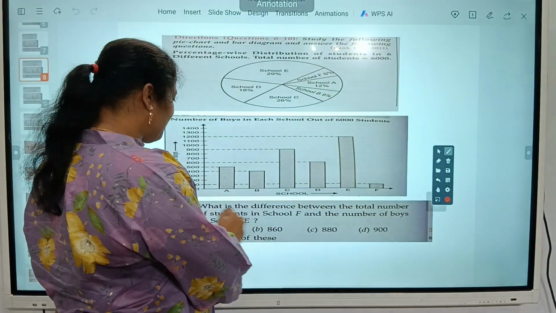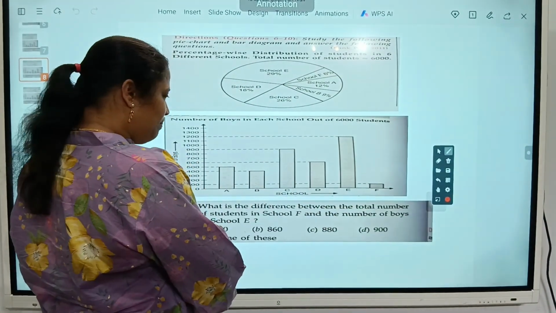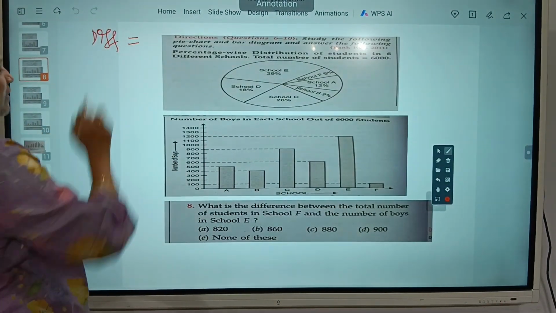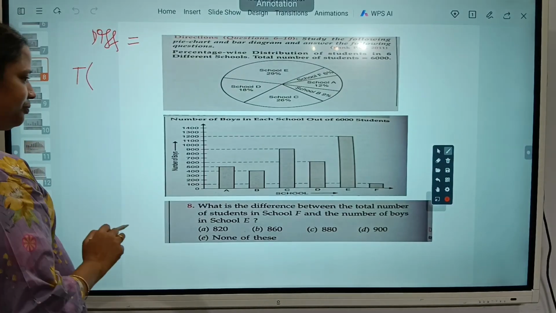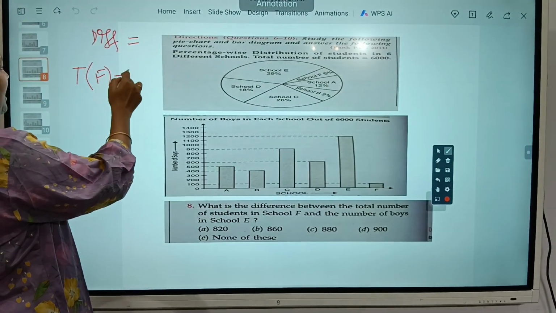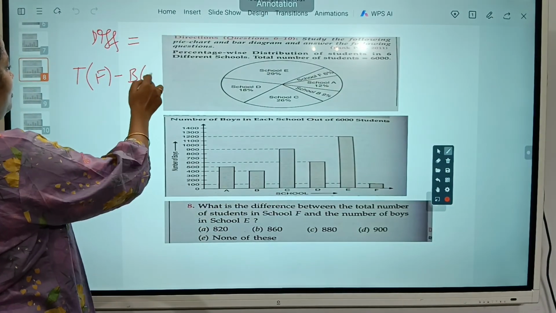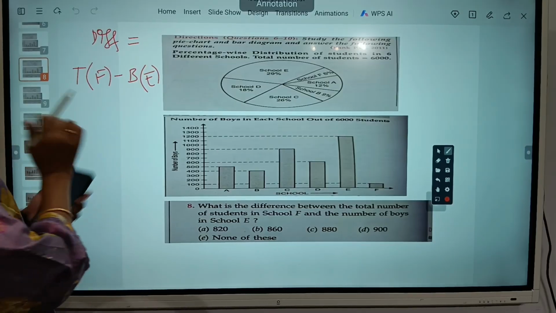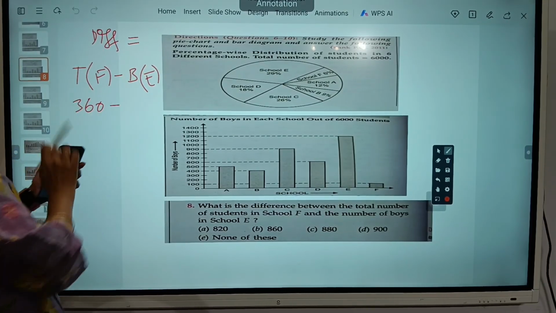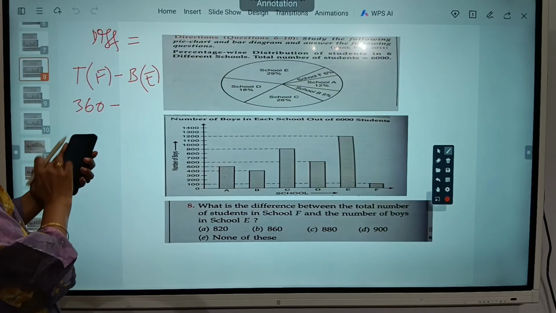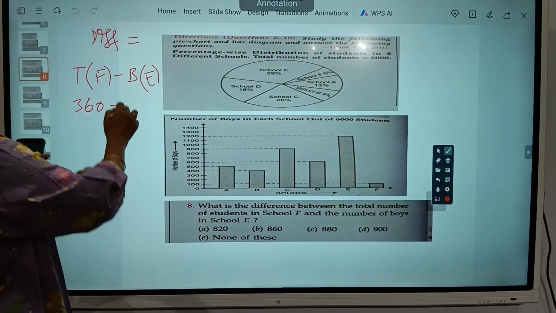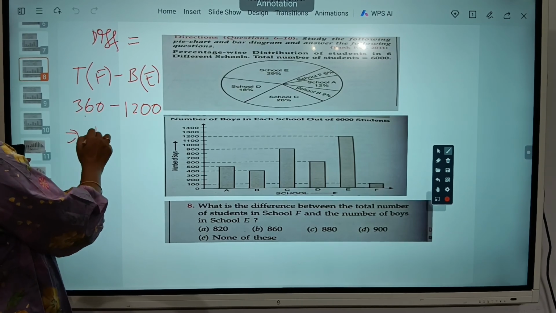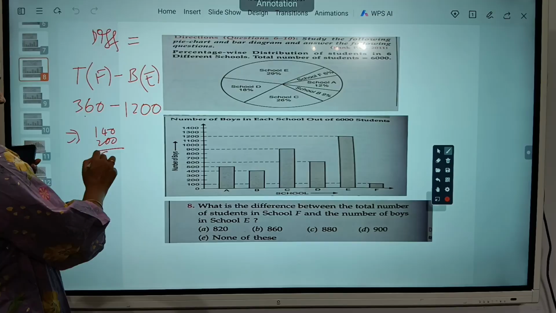What is the difference between the total number of students in school F and the number of boys in school E? So the equation is: difference equals total number of students in school F minus boys in school E. This we have to find out. The total number of students in school F is 360, minus boys in school E, 1200. So the difference comes around 140 plus 200, which means 340.